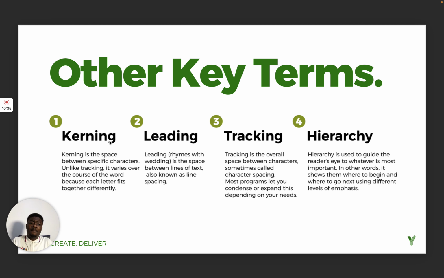Now, this is not just even having maybe an image and then giving space before you have your text, right? If you have a circle, you want to give space before you have something. So kerning is the space in between specific characters. Unlike tracking, it varies over the course of the word because each letter fits together differently. So it's important that you understand that.